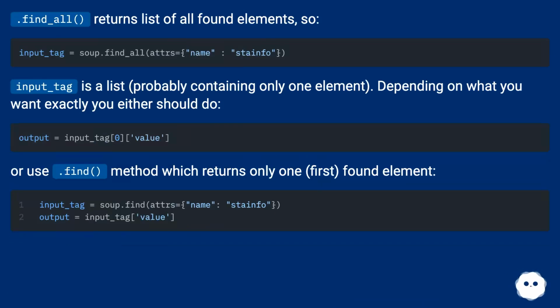.find_all returns a list of all found elements, so input_tag is a list, probably containing only one element. Depending on what you want exactly, you either should do or use the .find method, which returns only the first found element.